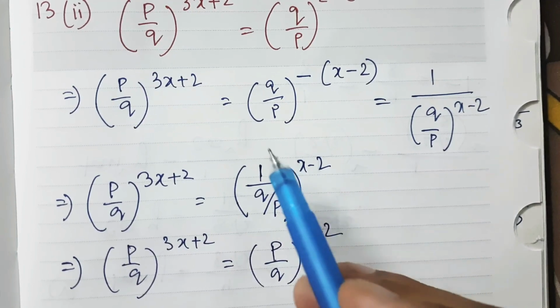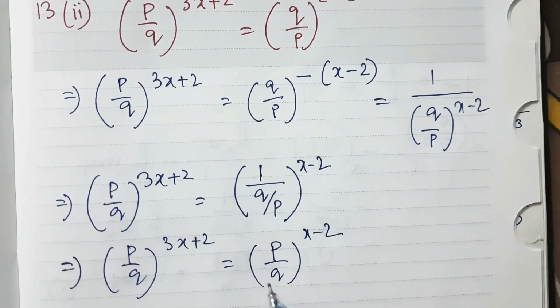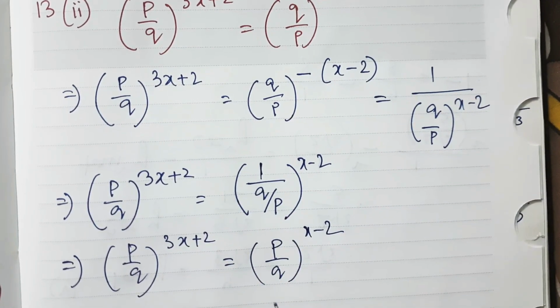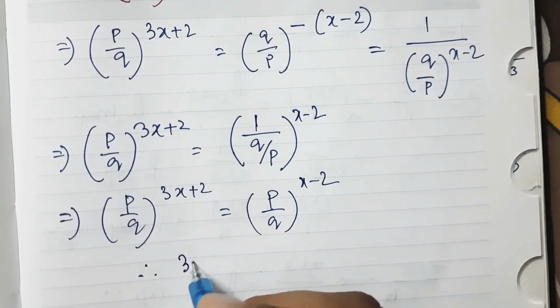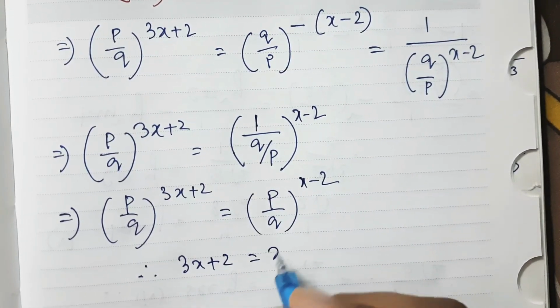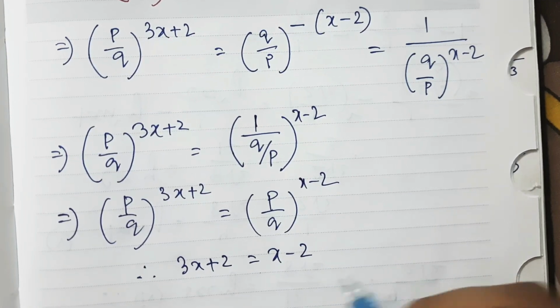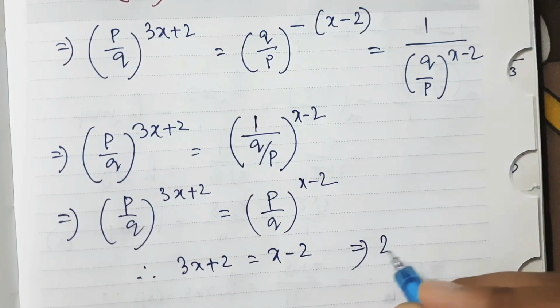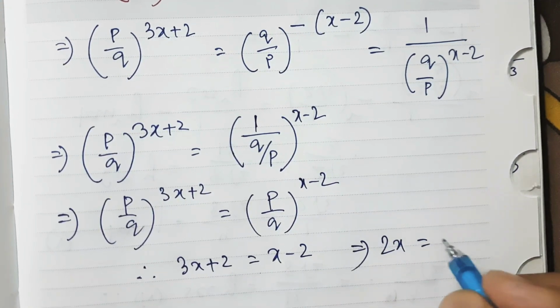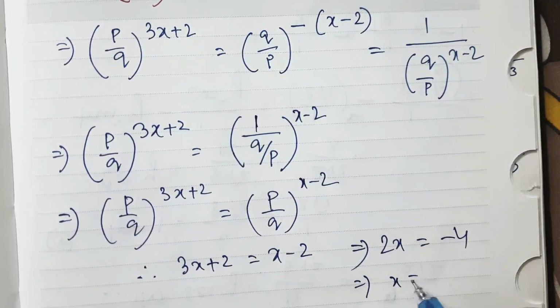Now I applied these kind of tricks because I want same base in the left hand side as well as in the right hand side. That's why I am applying these kind of tricks. Now the bases are same. So therefore you can straight away write that 3x plus 2 equal to x minus 2. Now for this it will be 2x and then this will be minus 4. So x will be minus 2.